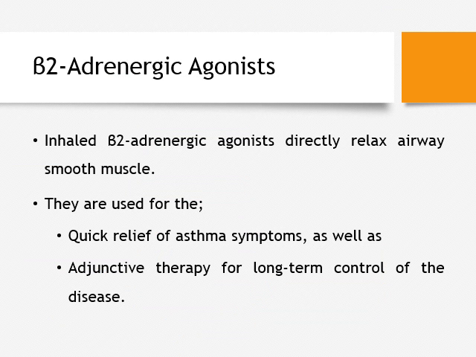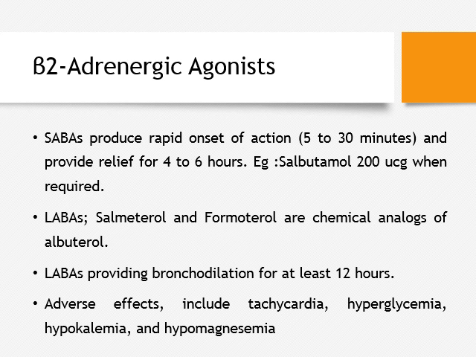The beta-2 adrenergic agonists are one of the widely used drugs in the treatment of asthma. They act directly on the bronchial smooth muscles and cause relaxation of the bronchioles, thereby helping in the easy movement of air into the lungs. They are used for the quick relief of symptoms, and can also be used as an adjunctive therapy for long-term control of asthma. The beta-2 adrenergic agonists are divided into short-acting and long-acting beta-adrenergic agonists.